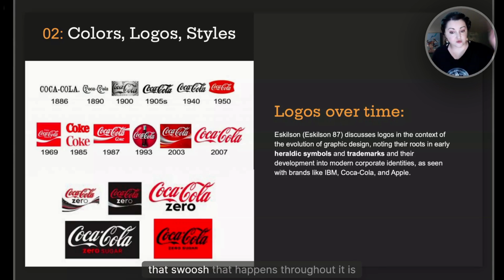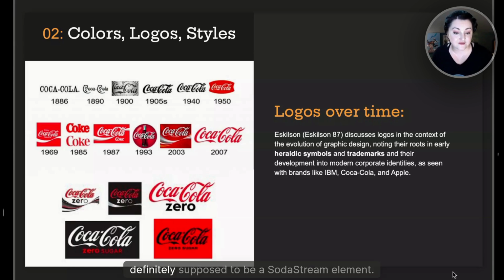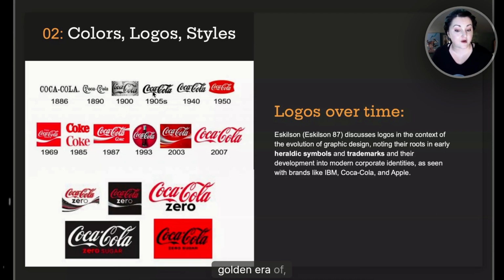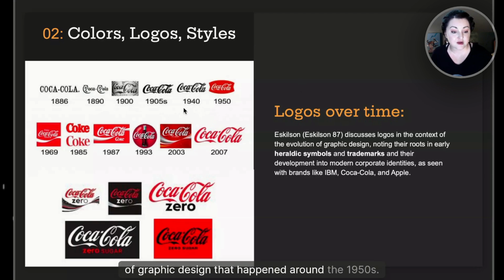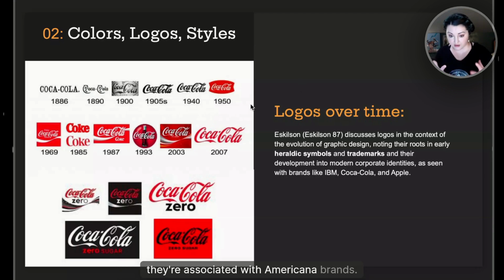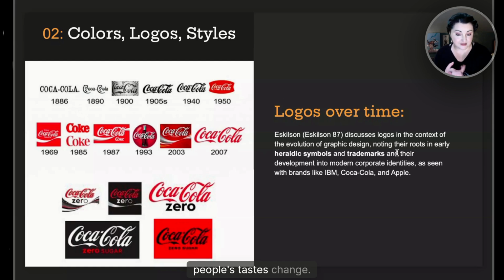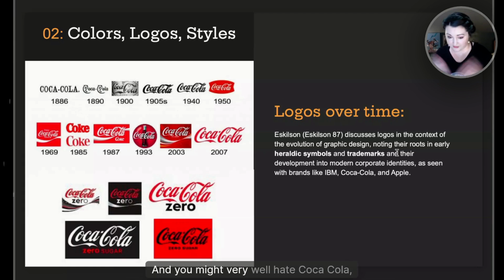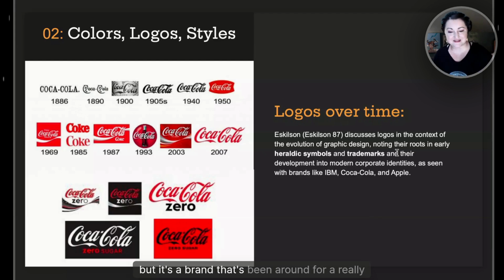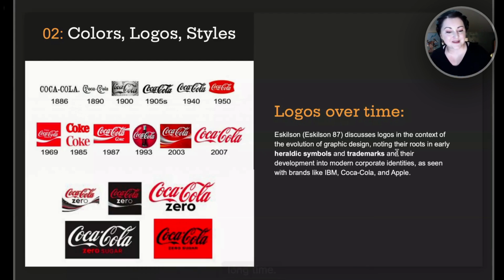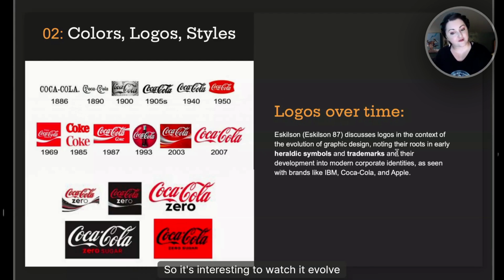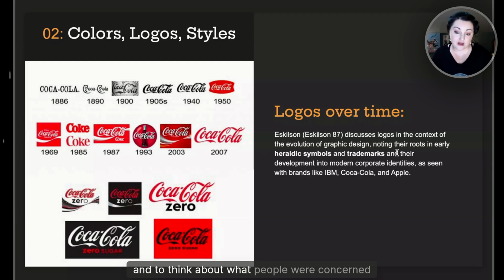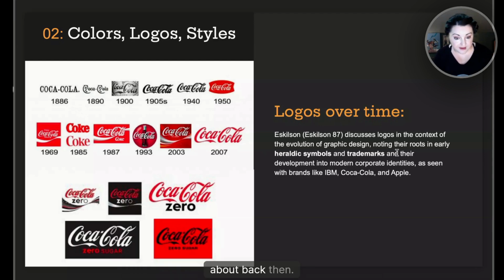That swoosh that happens throughout it is definitely supposed to be a SodaStream element, but script typefaces are associated with that golden era of graphic design that happened around the 1950s. They're associated with Americana brands. People's tastes change, the things that they are concerned about and think about change. And you might very well hate Coca-Cola, but it's a brand that's been around for a really long time. So it's interesting to watch it evolve and to think about what people were concerned about back then.